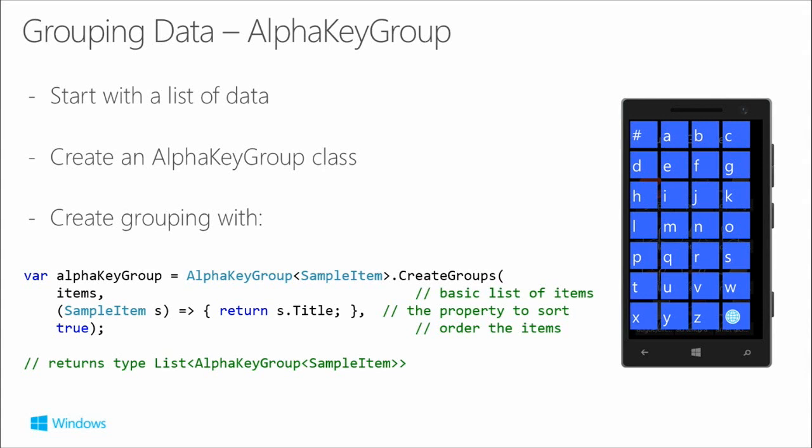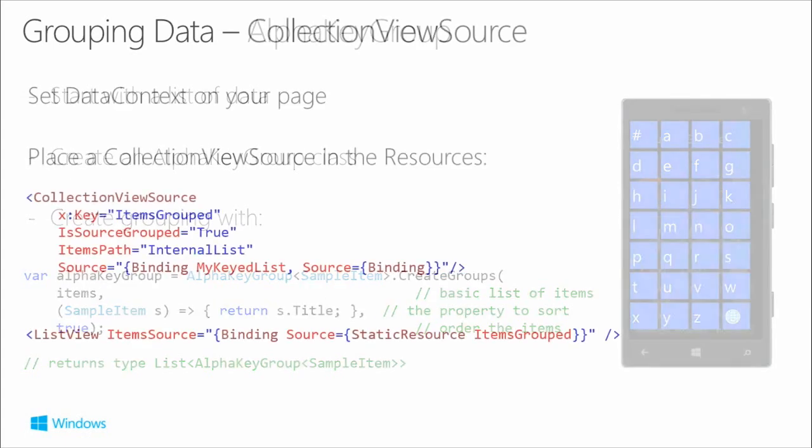The alpha key group is, again, we'll start with our list of data. We create that alpha key group class. The alpha key group class is more complex than the keyed list, but it is much easier to work with because our grouping is simply, we call this method alpha key group of the kind of item we're using, sample item, dot create groups, and we give it our list of items, and we give it the property we want to sort on, and then we say, yes, we want to order these items, and it will hand back exactly the sort of list that we can bind to. Okay, it does all the work for you. Exactly. Yeah.